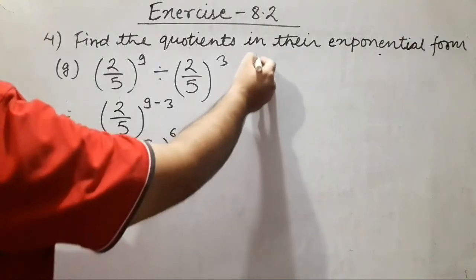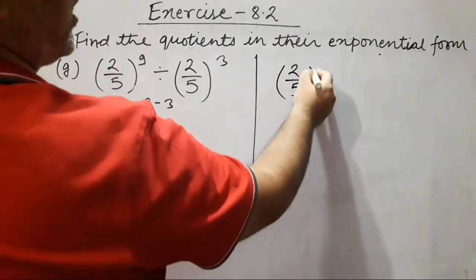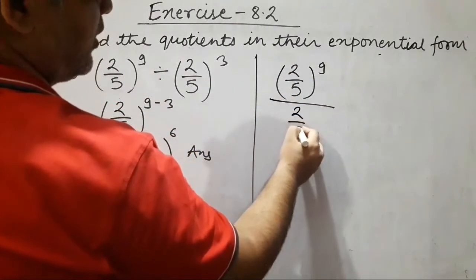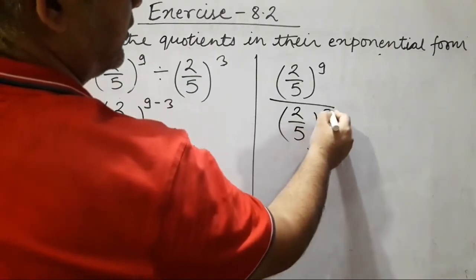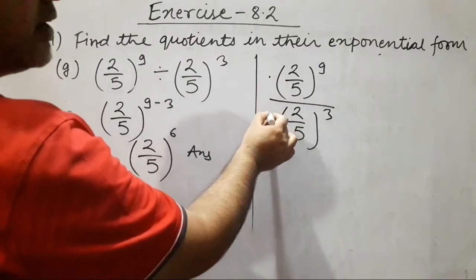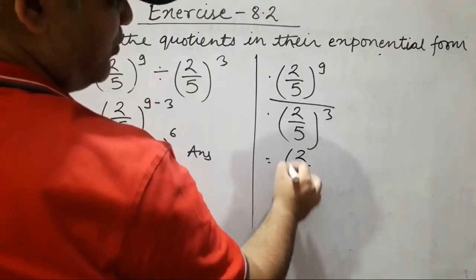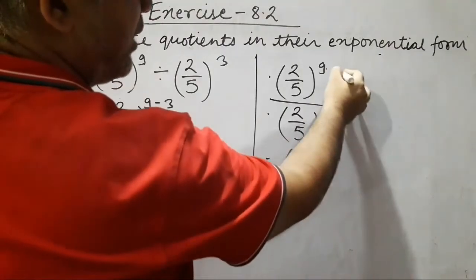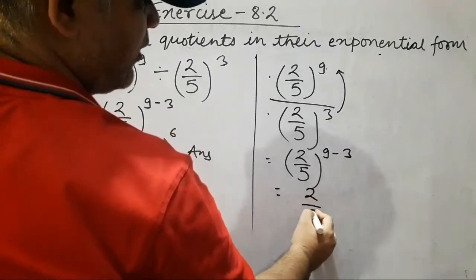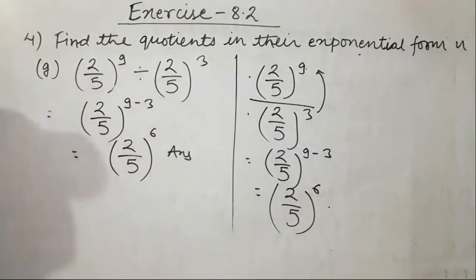Now this question can be done in this way also. 2 by 5 power 9 divided by 2 by 5 power 3. Same base, and when same bases are divided, then the powers are subtracted. So 2 by 5 bracket 9 minus 3. So we can write it as 2 by 5 power 6. We'll get the same answer.